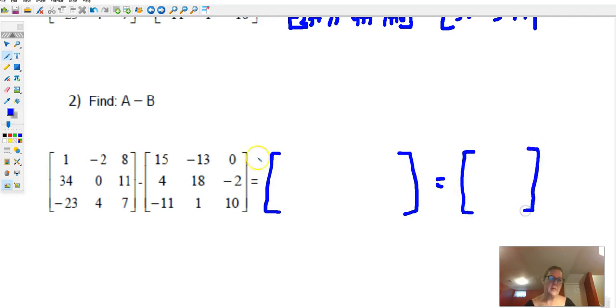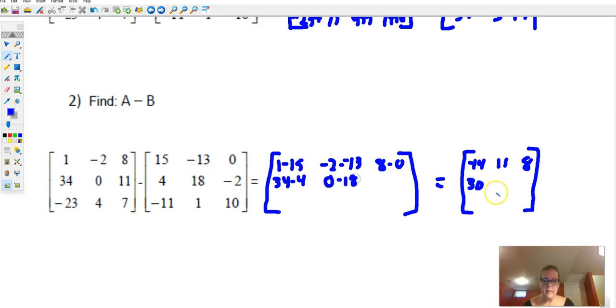So now we're taking A minus B. So this is A, this is B. Same matrix as above. You have to have the same dimensions. This is 3 by 3 and 3 by 3. So I'm going to do 1 minus 15, which is negative 14. I'm going to do negative 2 minus negative 13. Minus a negative is plus, so this is 11. 8 minus 0, which is 8. 34 minus 4, which is 30. 0 minus 18, negative 18.